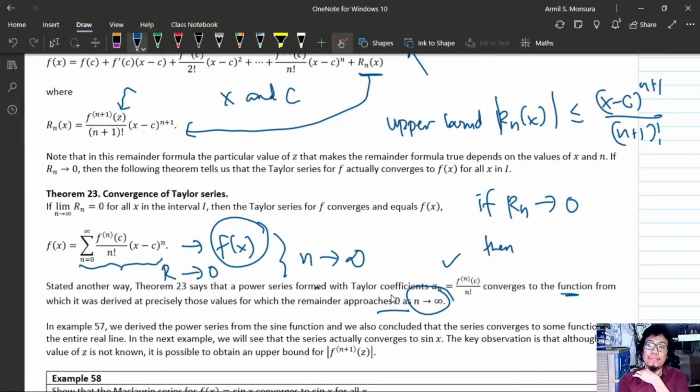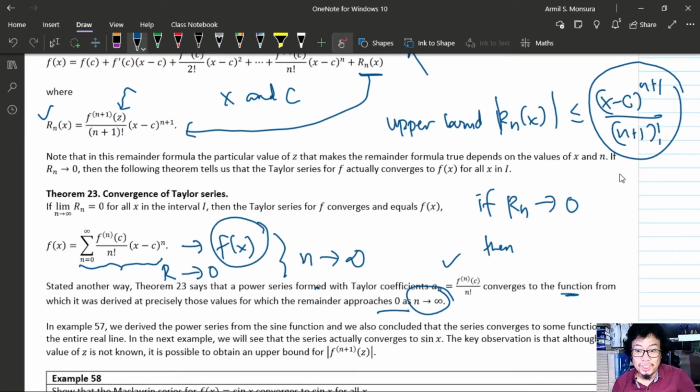But again, I'll raise the problem that we were not able to determine the exact value for your remainder, but what we only have is its upper bound, which is this one. But here's the thing: if the upper bound of your remainder actually approaches 0, then we can be 100% sure that your error will also approach 0.